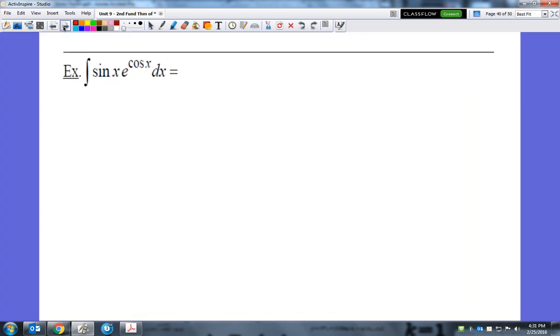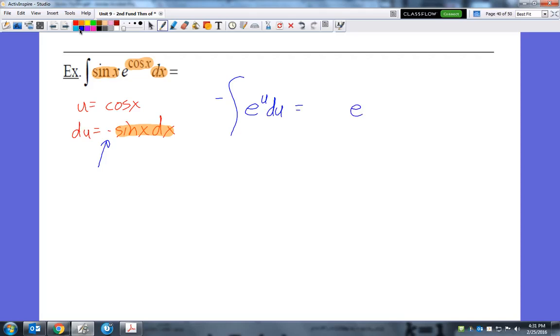Next problem. Again, I see e to something other than one letter, so chances are that will be my u assignment. So cosine of x. Du would equal negative sine of x dx. And you can already see that most of that got picked up right there. Just we need to account for this negative when we do the rewrite. So negative, it'll be e to the u du. The integral of e to the u is e to the u plus c with a negative out in front.